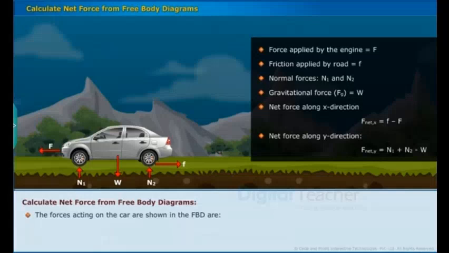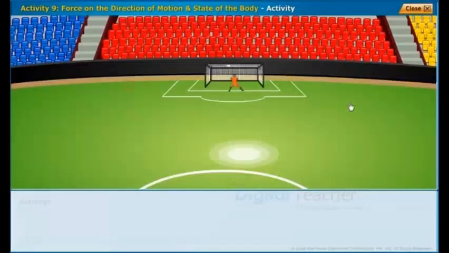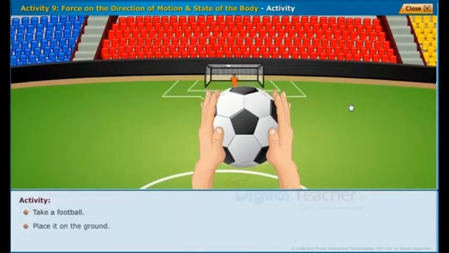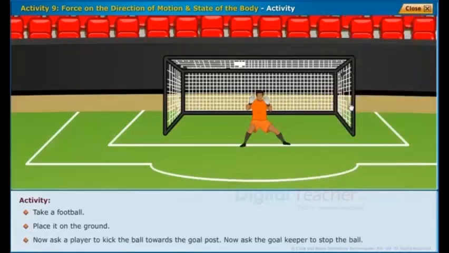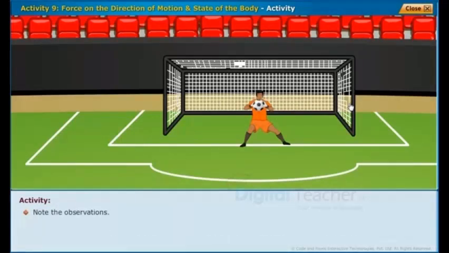Let us move to another activity to find the force on the direction of motion and state of the body. Take a football, place it on the ground. Now ask a player to kick the ball towards the goal post. Now ask the goalkeeper to stop the ball. Note the observations.